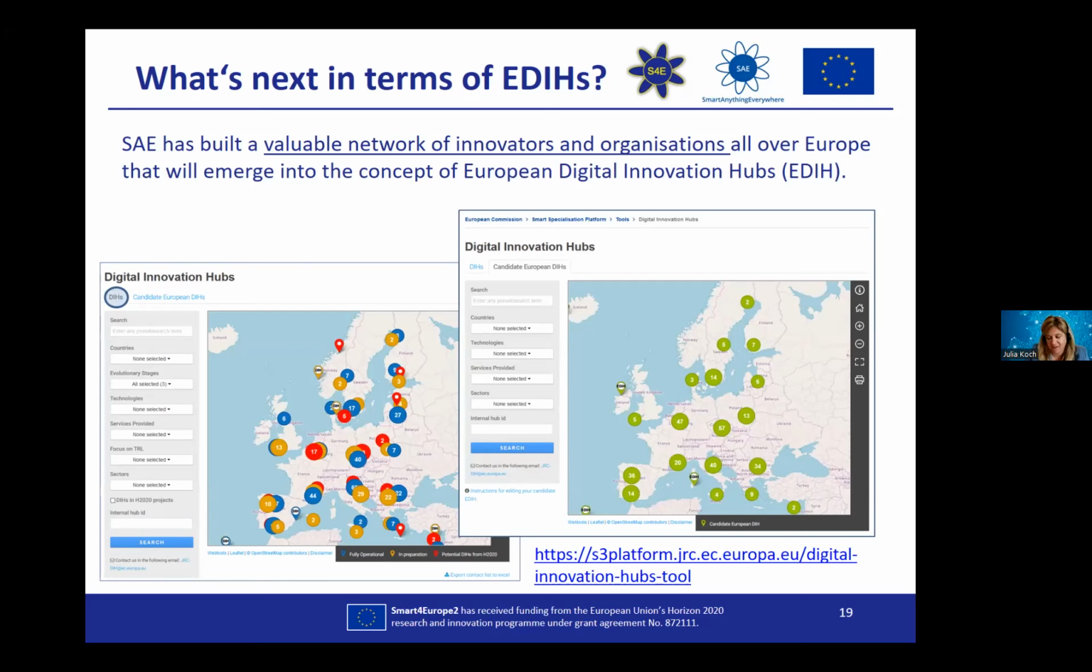And the collaboration, or the network that has been built since the start, will give us a great starting point for this collaboration. You have the screenshot here of the candidate European Digital Innovation Hubs, and they will start working as of autumn this year.